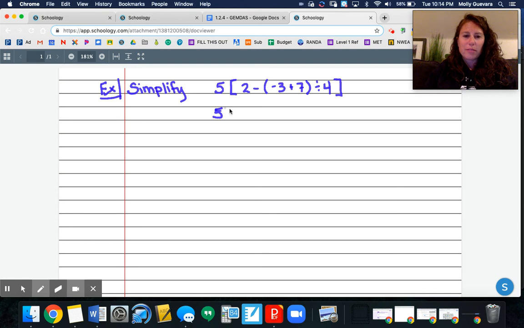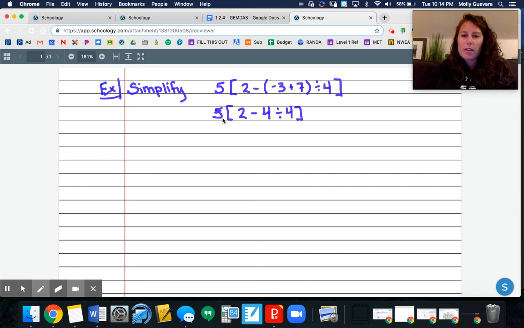Oops, that's a 5, sorry. I'm going to ignore the 5 and the 2. All I'm doing right now is -3 plus 7, which is 4. Then I still have the divided by 4 and the closed bracket. So all I did on this step was -3 plus 7 to get 4. This negative just came straight down.